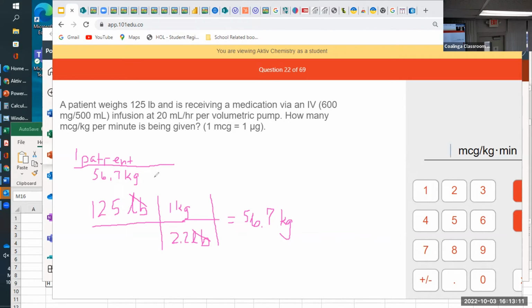Okay, so what else do we know? He's receiving medication via IV, 600 milligrams per 500 milliliters, at a rate of 20 milliliters per hour. So we need 20 milliliters for 1 hour.